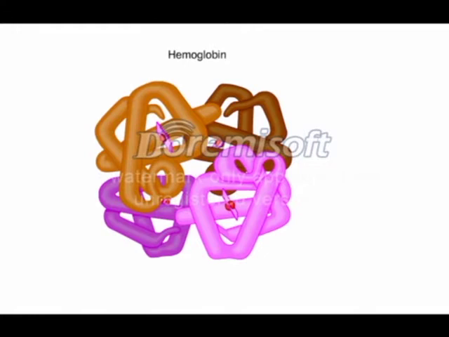Hemoglobin, the red oxygen-carrying protein of blood, is an example of a protein with quaternary structure. It consists of two kinds of polypeptide chains. Two of each, a total of 4 chains, make up each hemoglobin molecule.